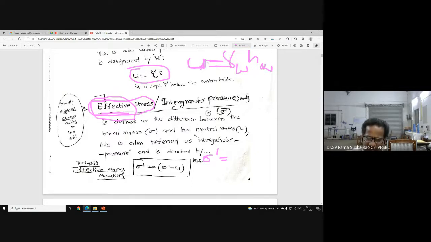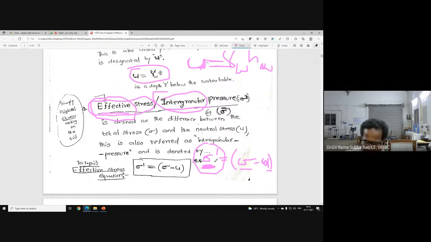Many times we see in a book like Holtz and Kovacs, where they mention intergranular pressure. The right word is intergranular pressure. One can use the term intergranular pressure as a synonym for effective stress. Now, sigma dash is equal to sigma minus u. So total stress minus pore water pressure gives the effective pressure. In fact, you cannot measure this. Total stress you may measure with some pressure gauge. You can measure the pore water pressure by inserting a piezometer, but effective stress is an imaginary, fictitious quantity. It cannot be measured. It has to be calculated only.